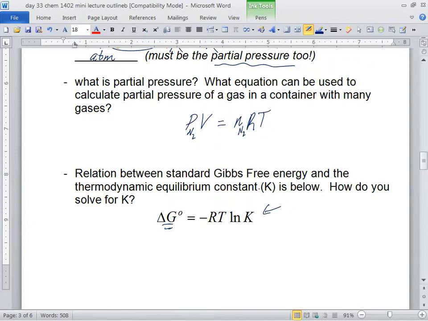That's coming up. The relation between standard Gibbs free energy and the thermodynamic equilibrium constant. Okay, so where do we get this again? This delta G0? Tables, right? Okay. T, they have to give it to you, right? They tell you the temperature. What number are you going to use for R?